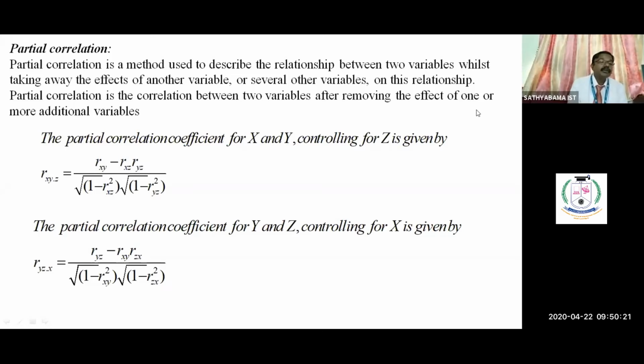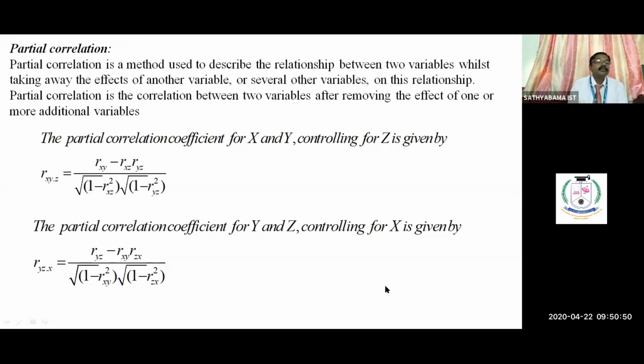First you should know here whether it is Rxy or Ryx, both are one and the same. You can write it either way. Why? Because partial correlation coefficient is symmetric. So either you can write Rxy or Ryx. Both have the same impact.